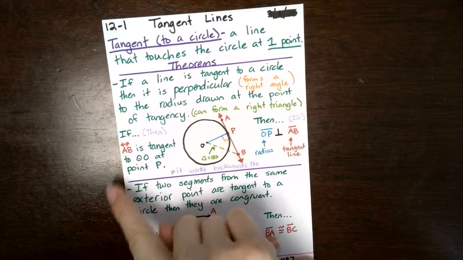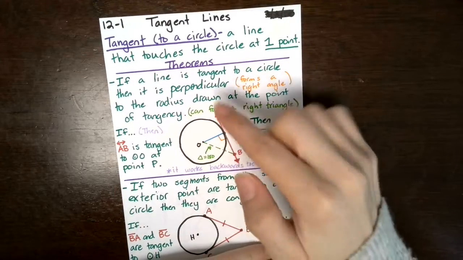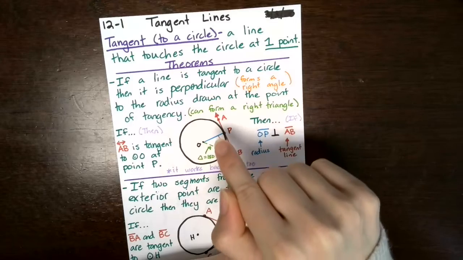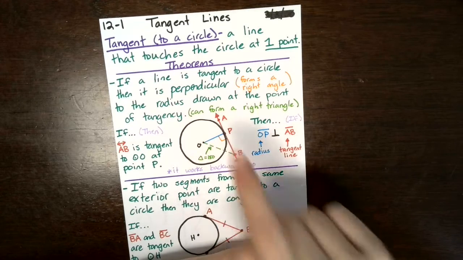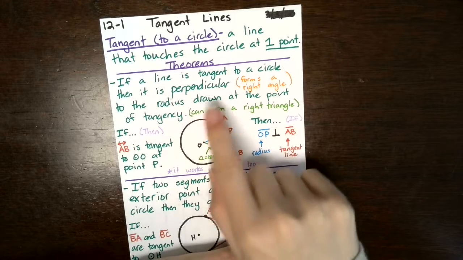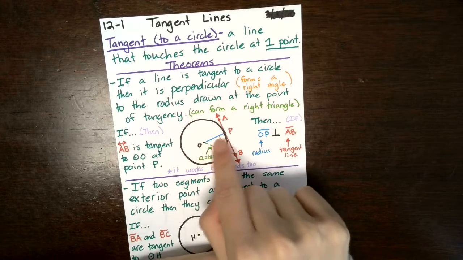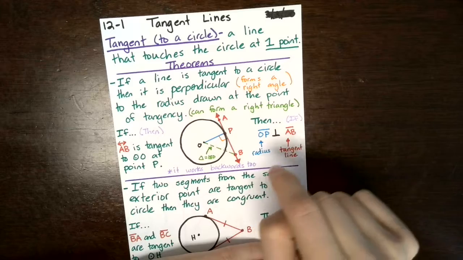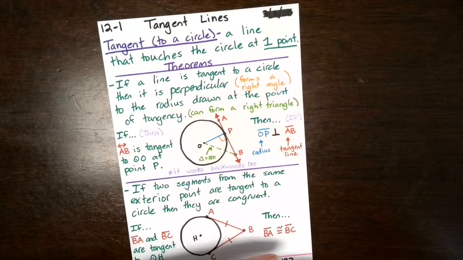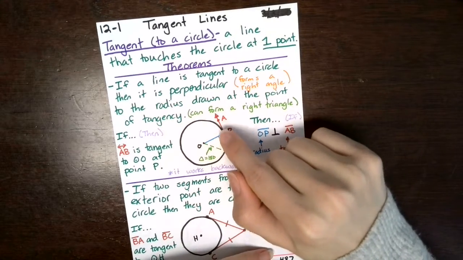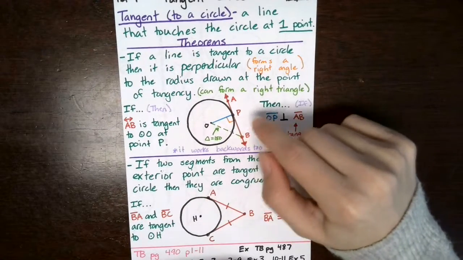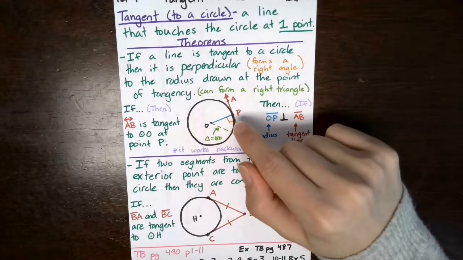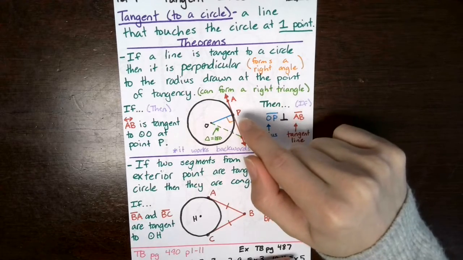So our if statement is if AB is tangent to circle O at point P, then OP and AB are perpendicular. Okay, this works backwards too. If these are perpendicular, then this must be tangent. Remember, tangent touches the circle at one point, so that's point P. And for the most part, problems will state that lines that appear to be tangent are tangent. So it's important to keep that in mind.